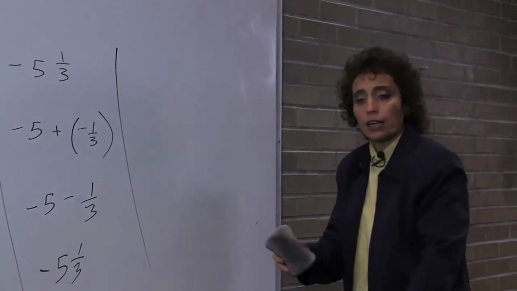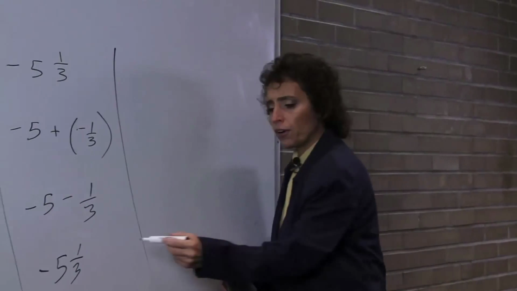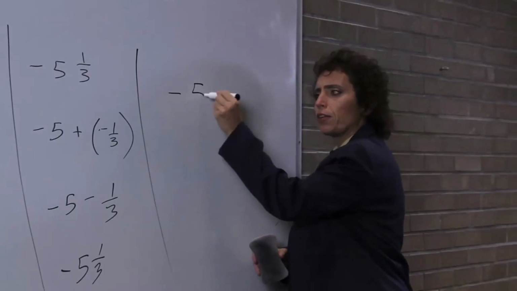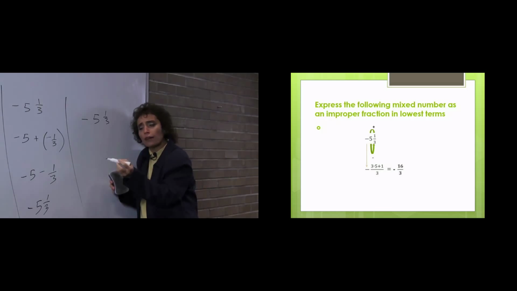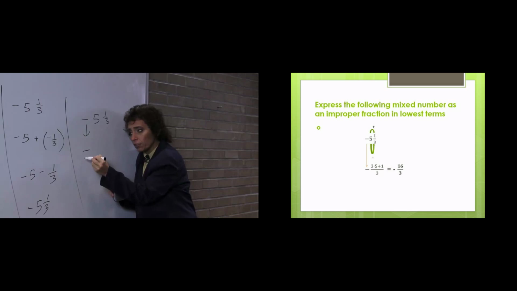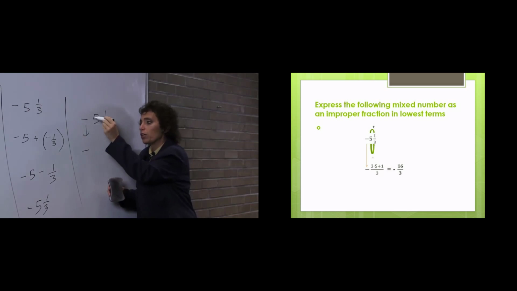What happens if I want to change this? Just think about this so we don't get confused. If I want to change this to an improper fraction, all I have to do is bring down the negative. Don't disregard it. Just bring it down. Don't do anything with it in the problem. Don't go 3 times negative 5. I wouldn't do that. Just bring it down.